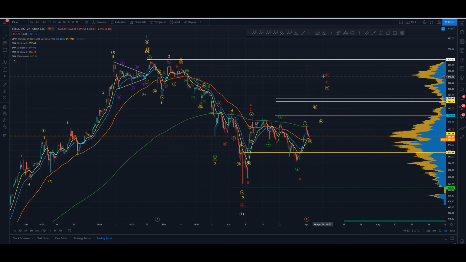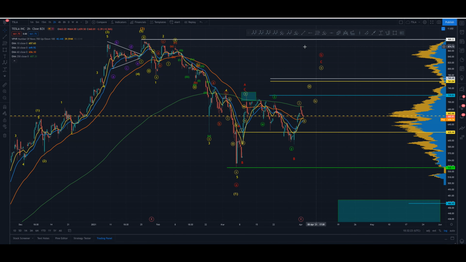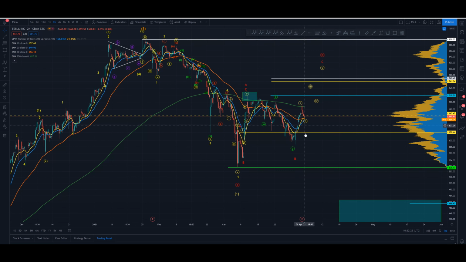I don't think we're quite complete yet. It is possible, like I said, it is possible that we topped here and we've put in some kind of funky diagonal into a 1-2. If that's the case and this is a 1-2, we should accelerate like crazy down here, and then you're going to have to trade the short as a breakout instead.